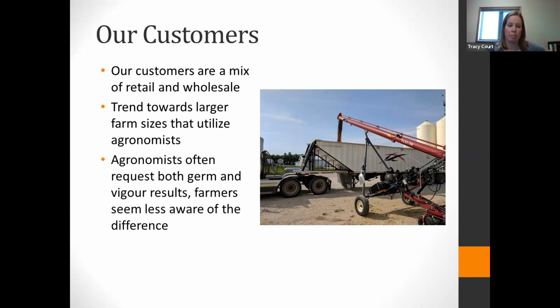Agronomists often request both germ and vigor. They seem to be very knowledgeable in that field and in what the differences are between them. Farmers are maybe a little bit less aware, but we do see that changing.